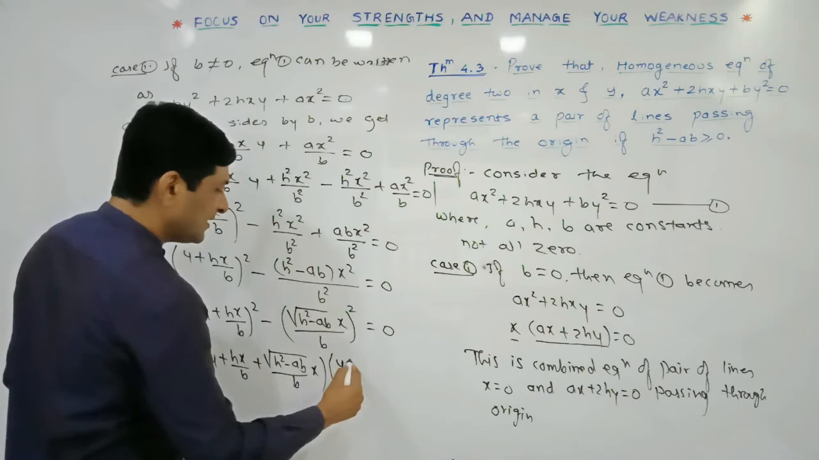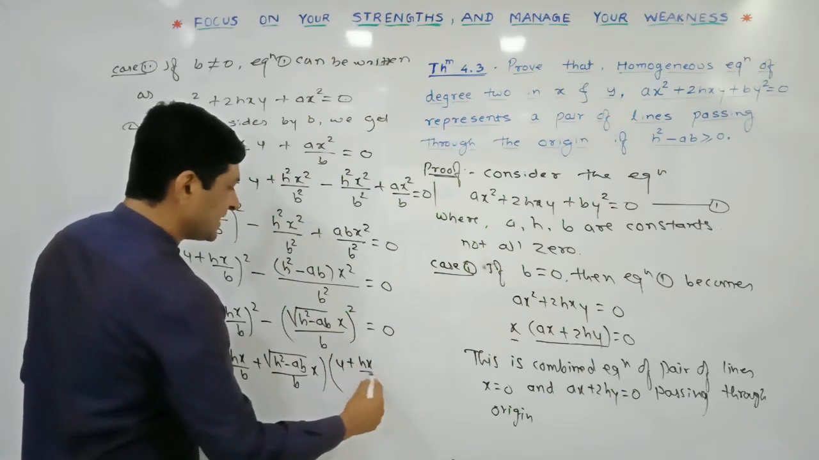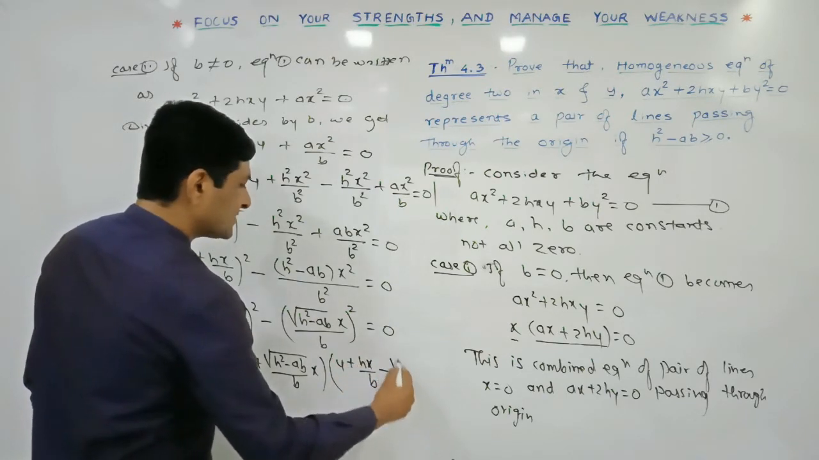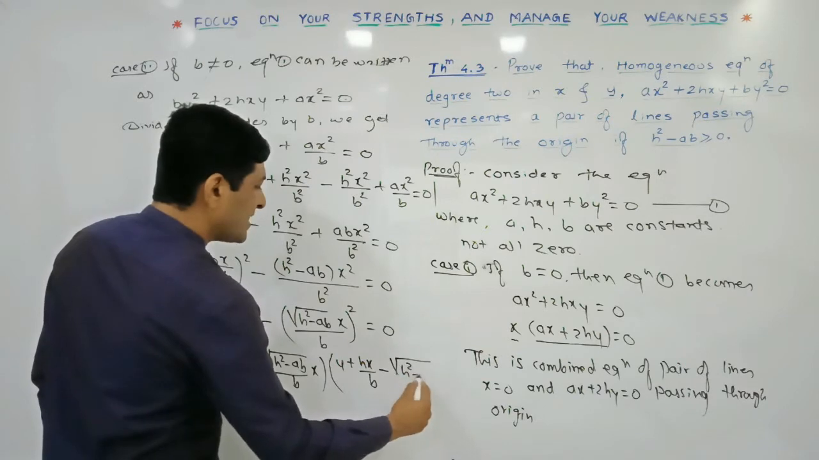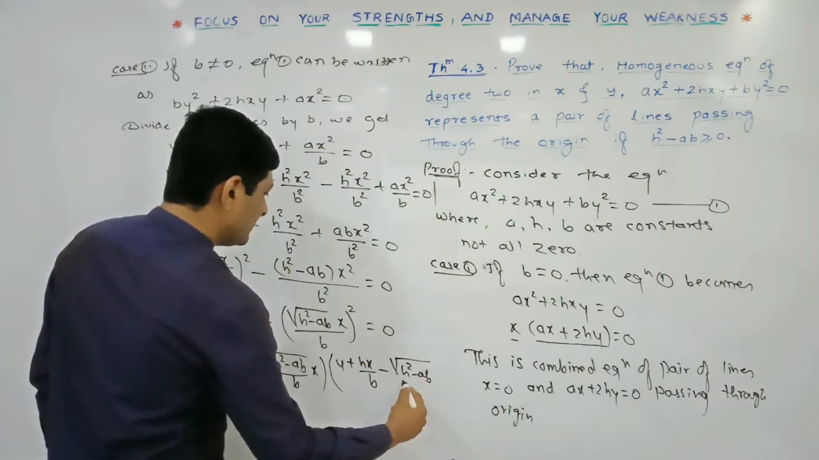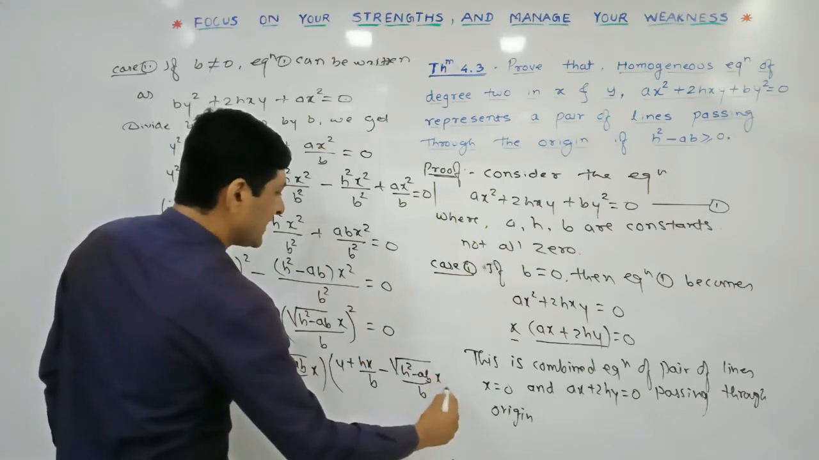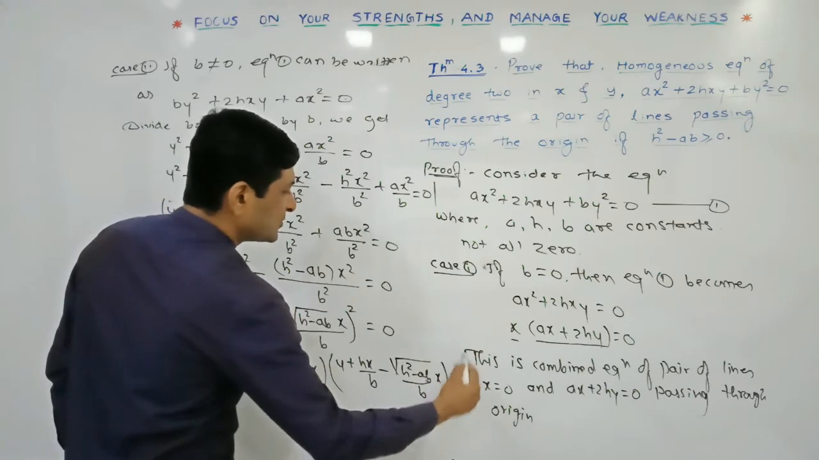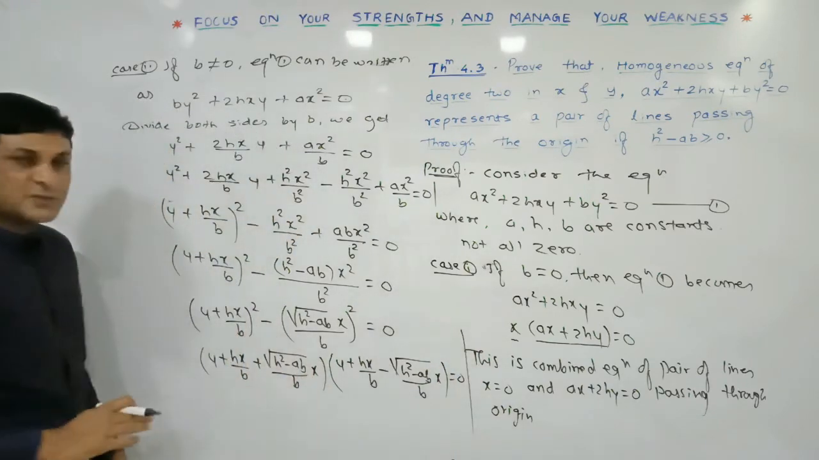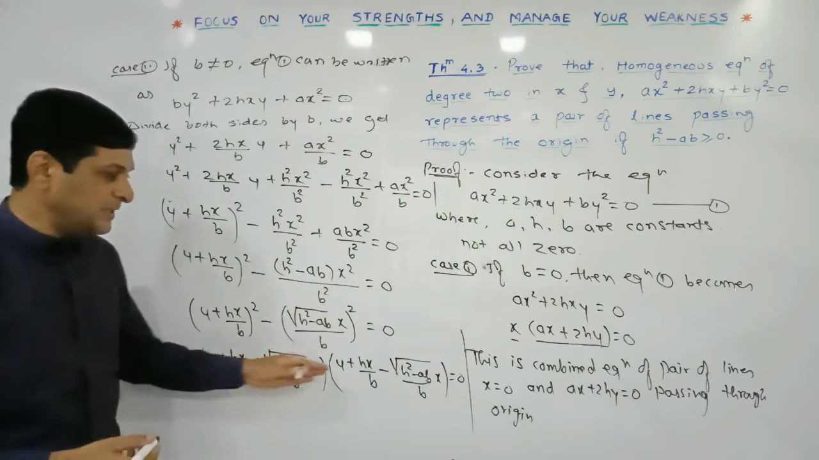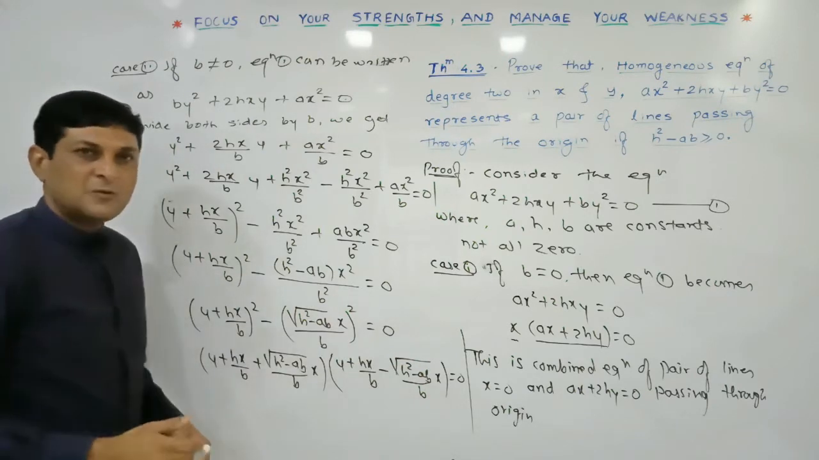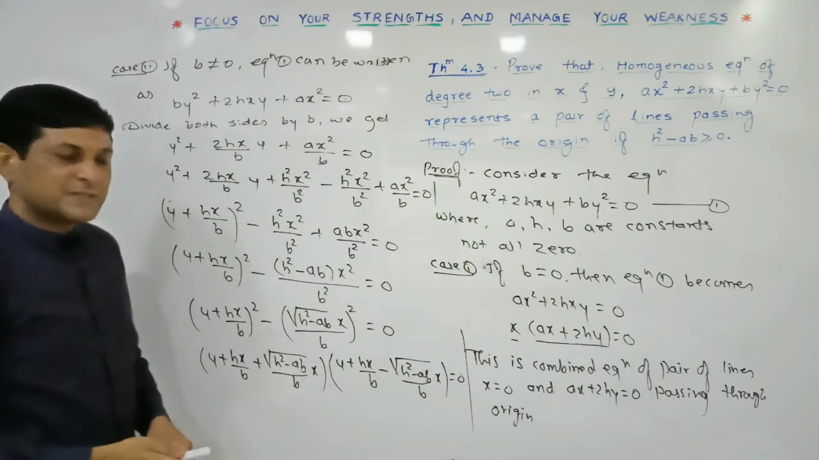A means what here? y plus hx upon b minus under root h square minus ab upon b into x, on this side is equal to 0, keep it as it is. Okay, we have got the factors (a plus b) into (a minus b). Now we are trying to express it in the simplest form.